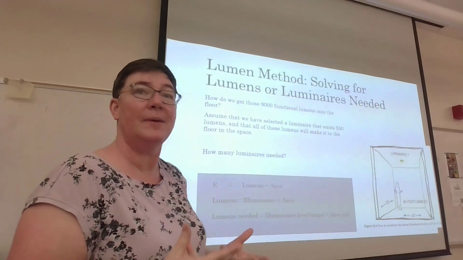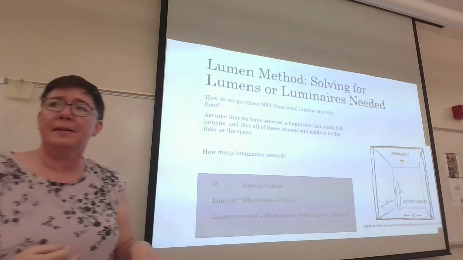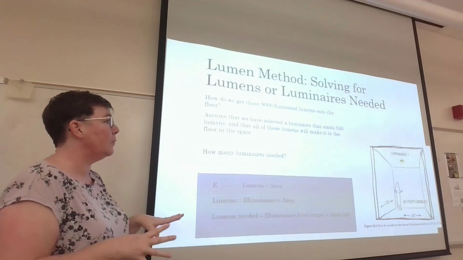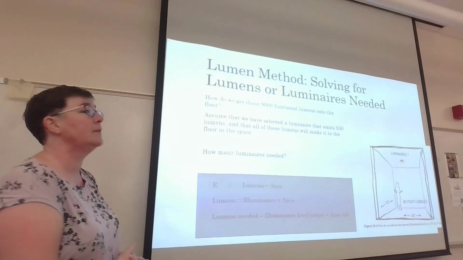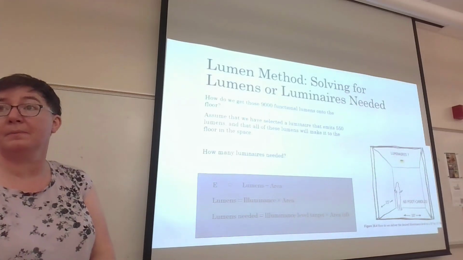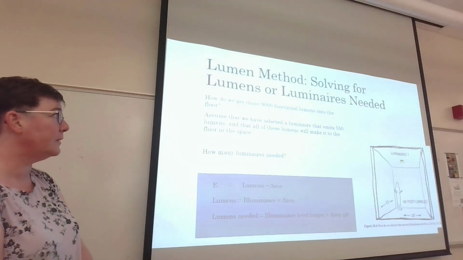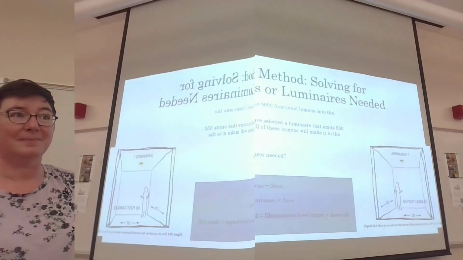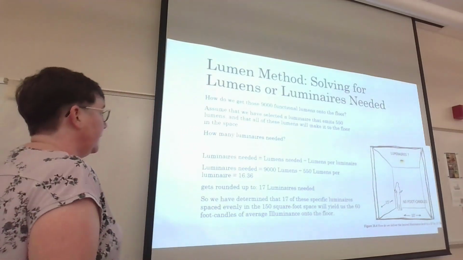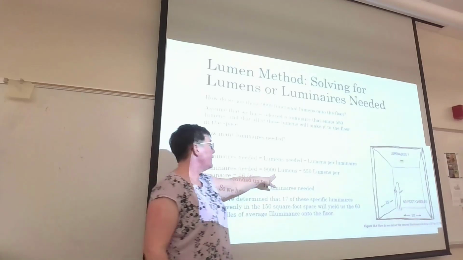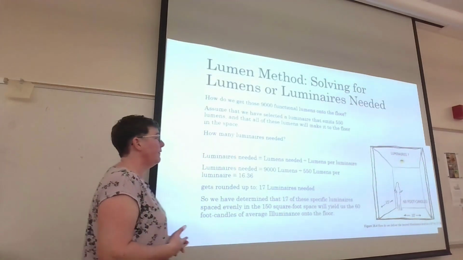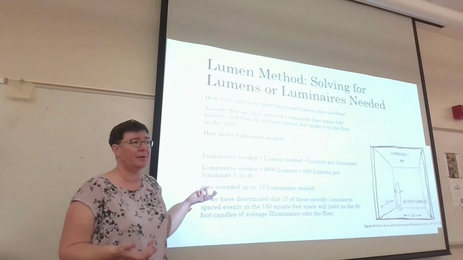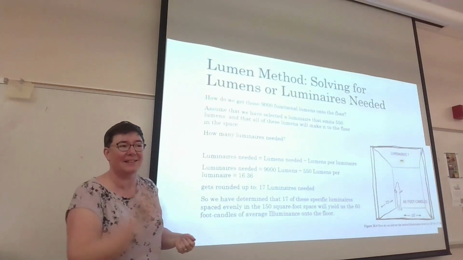We provide luminaires. We design luminaires. Let's assume we have now chosen a luminaire, and it emits 550 lumens. How many do we need in this space? It emits 550, and we need 9,000. So we need 9,000 lumens divided by 550 lumens per luminaire. That's 16 and some, but you can't have a third of a luminaire. You're not going to slice it into thirds.